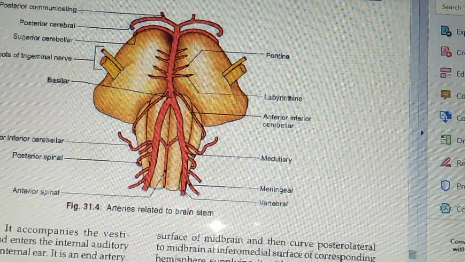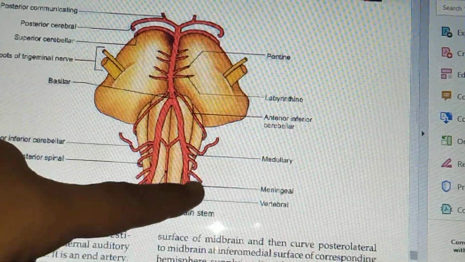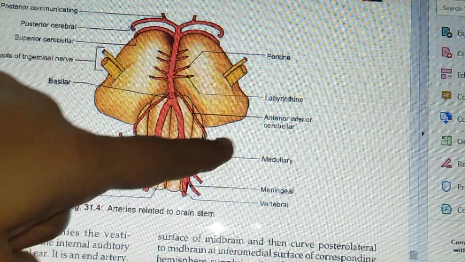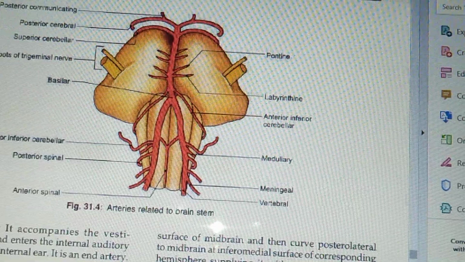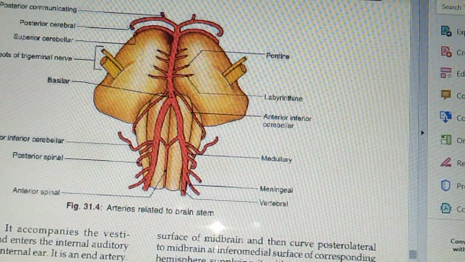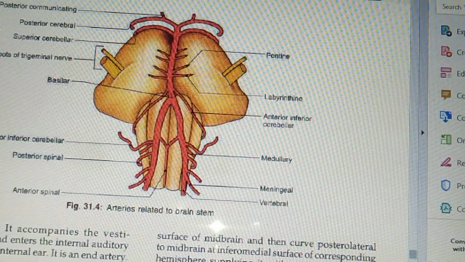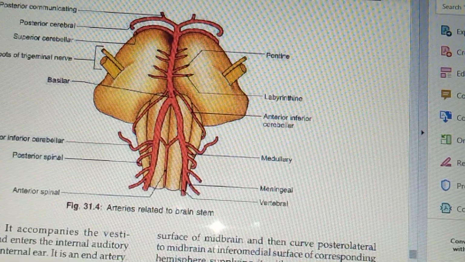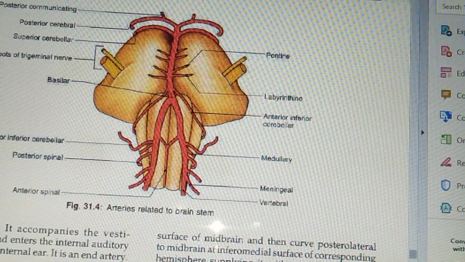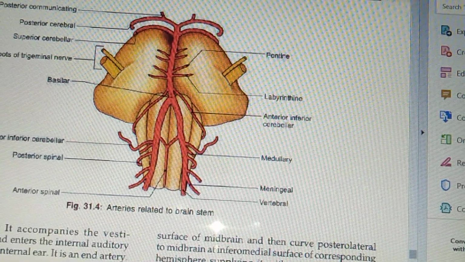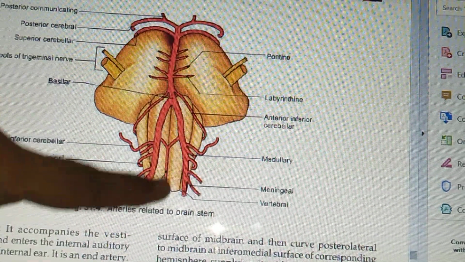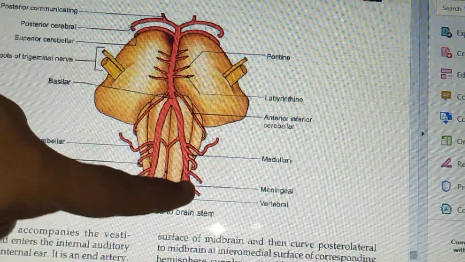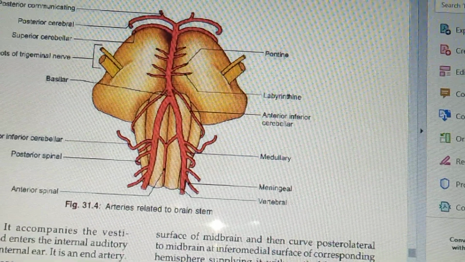Next are the medullary branches, and here you can see the meningeal branches. Now as it is crossing the medulla, it will give numerous branches to the medulla oblongata, right? So as the vertebral artery ascends along the medulla oblongata, it gives a number of branches to the medulla. And meninges are also present, so it will also give a few branches to the meninges. So these are the meningeal branches.